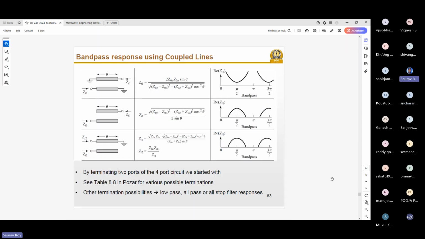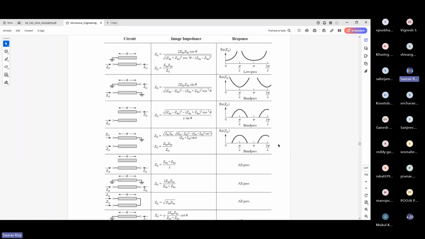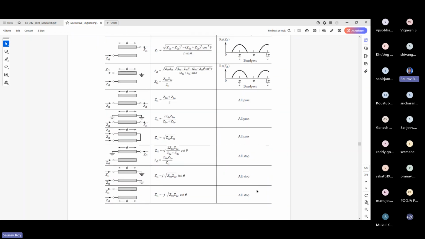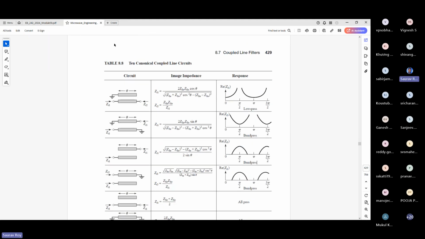So definitely you can use these expressions to design a band pass filter. And as you see in this table, this is band pass, low pass, and all stop. So these defined combinations are possible. Okay.